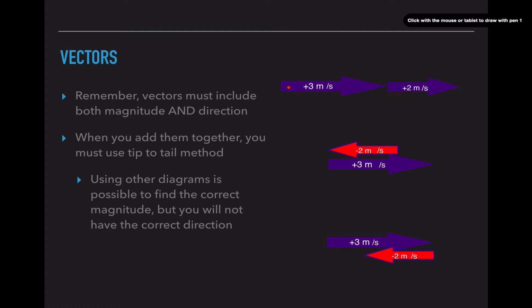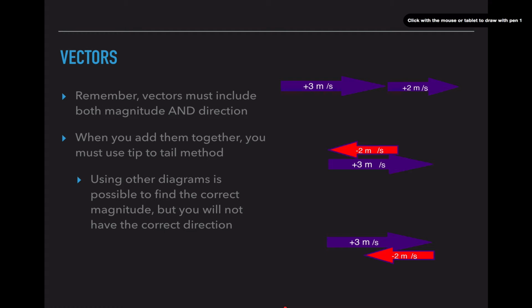So looking over here, you can see that this vector, this is considered the tail, and the point of the arrow is considered the tip. So when we put these two vectors together, we have a tail by itself, a point of an arrow touching a tail, and then the point of the arrow by itself. We always want to use tip-to-tail method. Using other diagrams, it's possible to find the correct magnitude, so the correct numerical value, but you will not have the correct direction as your final answer. That's why the tip-to-tail method is so important.